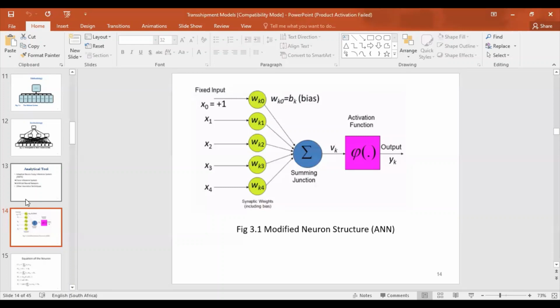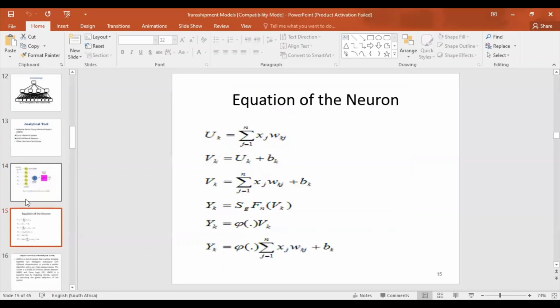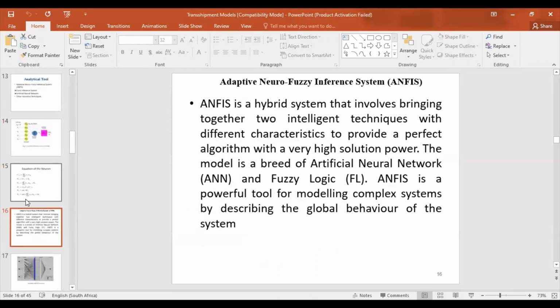So here we're going to demonstrate that using the current MATLAB, where we're going to test the data obtained and try to solve the problem using the adaptive neural fuzzy inference system. The equation of the neuron is presented here. And in the next slide, we go straight to the use of the adaptive neural fuzzy inference system.